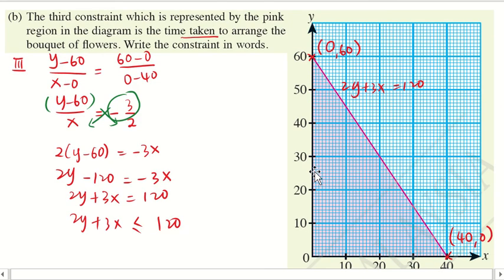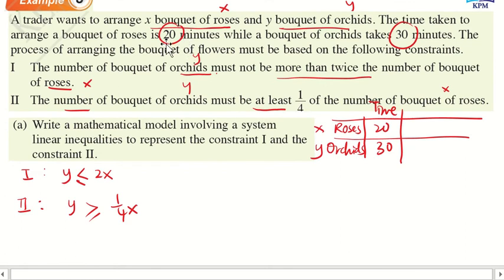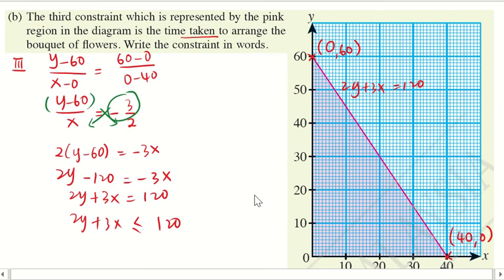But here, am I doing something wrong? 2y. Y is 20 minutes, 30 minutes. The time taken to arrange the bouquet. Am I wrong? 20 minutes for roses and Y is 30 minutes. So we want this 20 or 30 in minutes, so we have to change it here. So I did something wrong. It's okay, we just change it. I want to multiply by 10 again, because the time taken we have to fulfill. So it's 20y plus 30x less or equal to 1,200. 120 or 1,200.